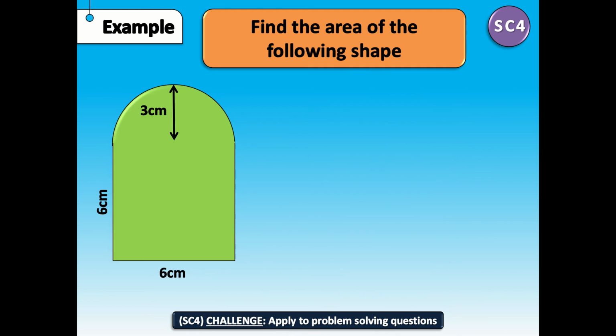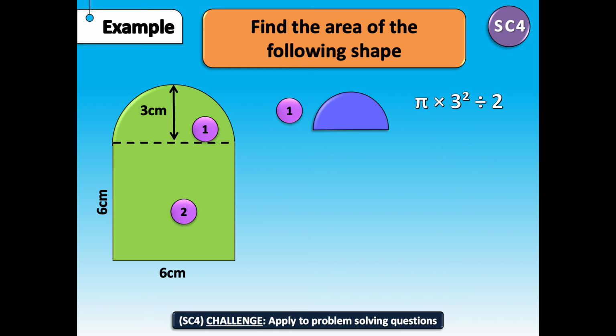Here's another example. We want to find the area of this whole shape. Now this shape is made up of a square and a semicircle. So we can work out the area of the semicircle first. To find the area of a semicircle, we work out the area of the whole circle and then divide it by 2. So the radius of the circle is 3 centimeters. So we do pi times 3 squared and then divide it by 2 because it's a semicircle.